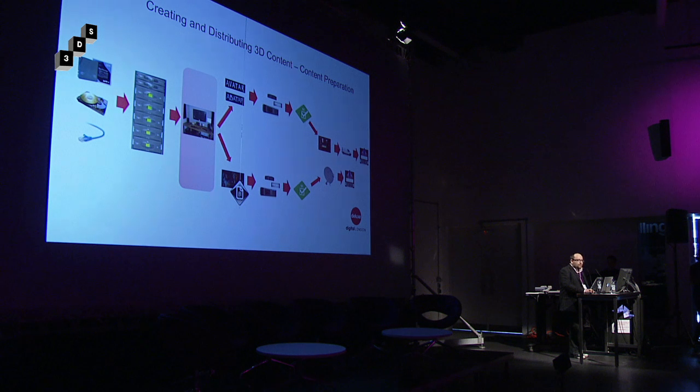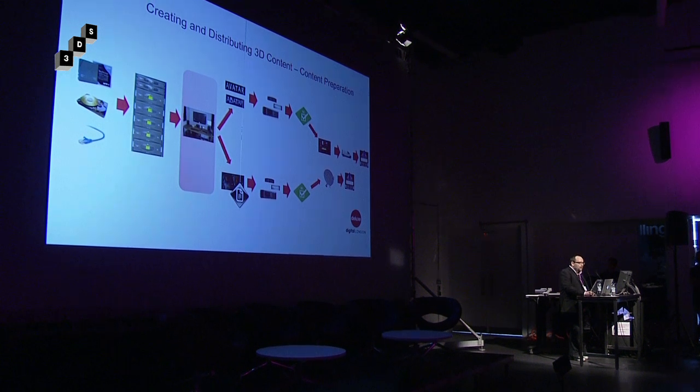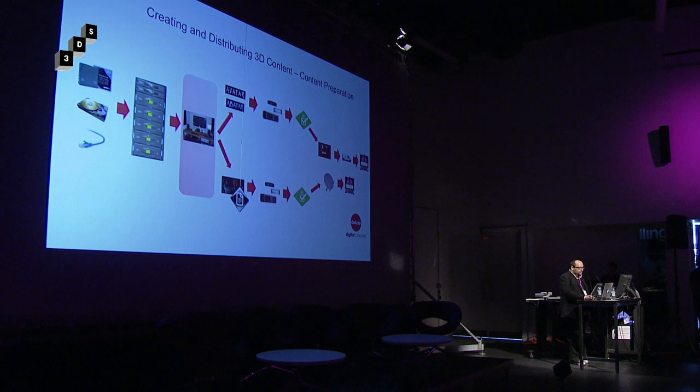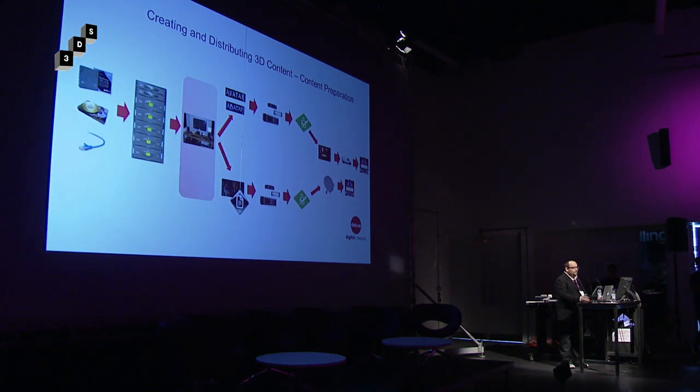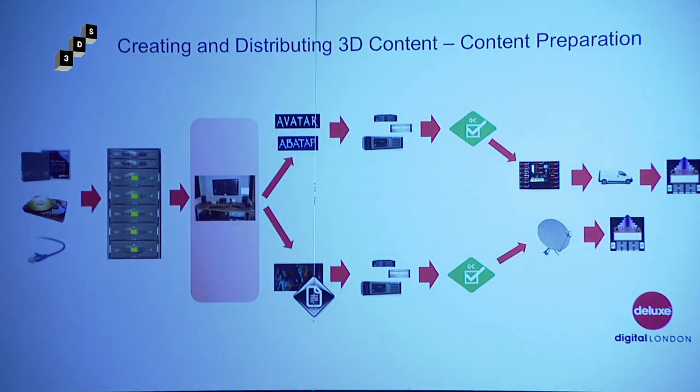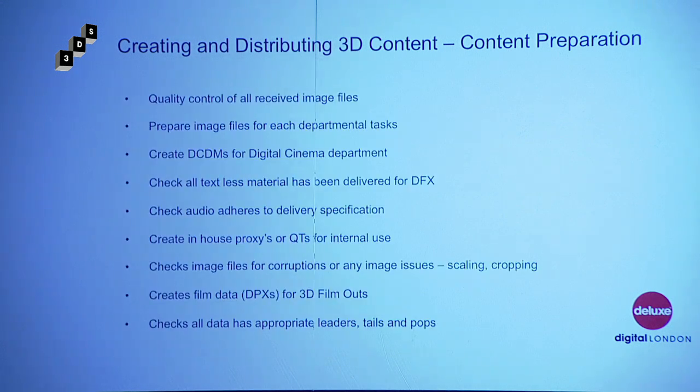So the next stage is a department called content preparation. When we receive the OV into the building via Deluxe Express, of course it's QC'd and checked to make sure everything has arrived intact. That's the job of the content preparation department. But they also have a number of other responsibilities. Apart from the quality control of the received images, they also prepare the image files for each department.